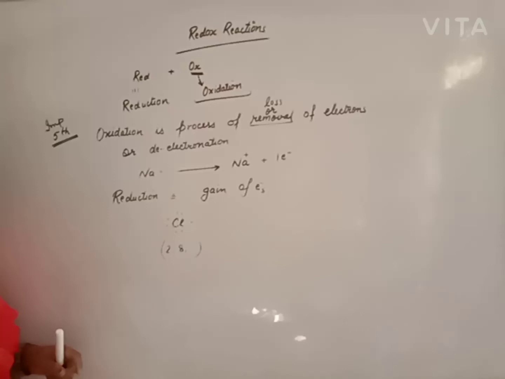Good morning, students. Today we will discuss our new topic, that is the redox reaction. Beta, this word redox is made up of two parts, red plus ox. Red means reduction and ox means oxidation. These two terms you already studied in your 10th class. That means you are familiar with oxidation and reduction.